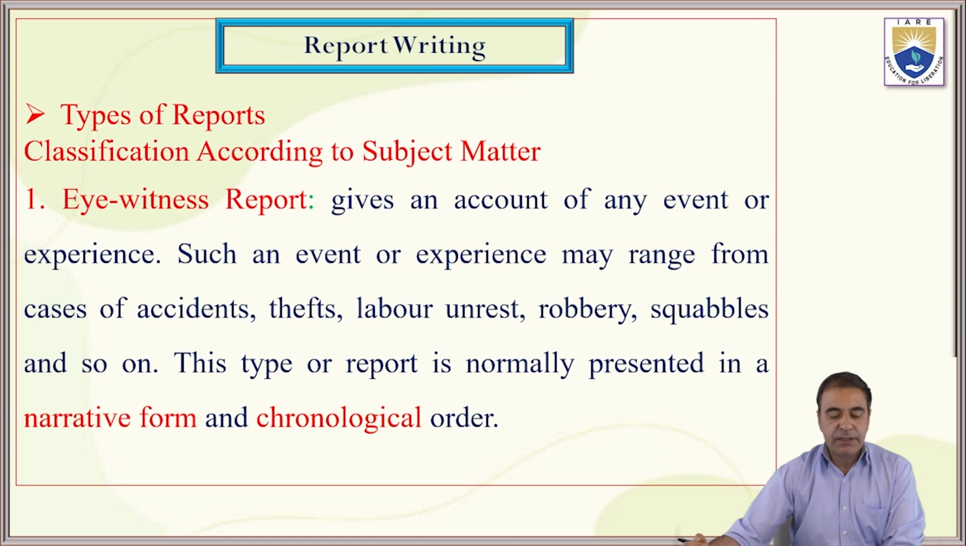And the next one, types of report. We have different types of report, and we classify these reports on the basis of the subject matter. For example, we have the eyewitness reports. These reports give an account of an event or experience. Such an event or experience may range from a case of accident, theft, labor unrest, robbery, anything. And this type of report is normally presented in a narrative form and chronological order.